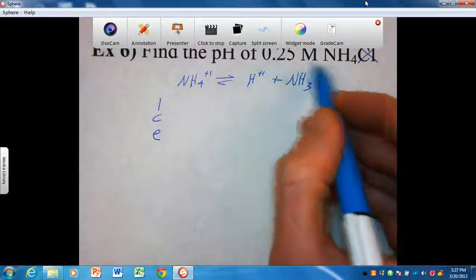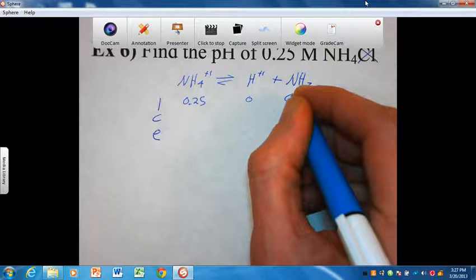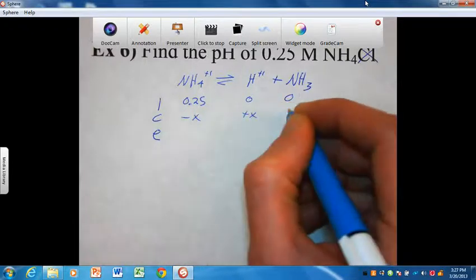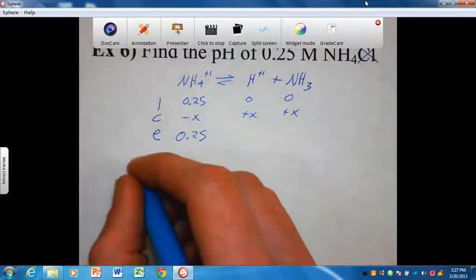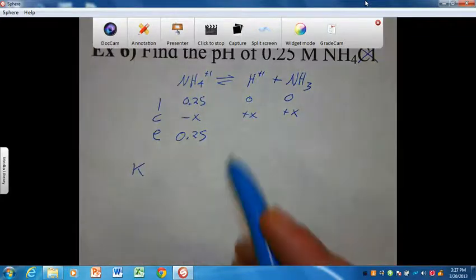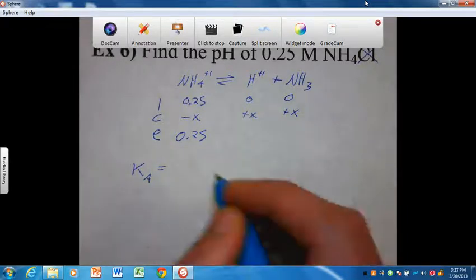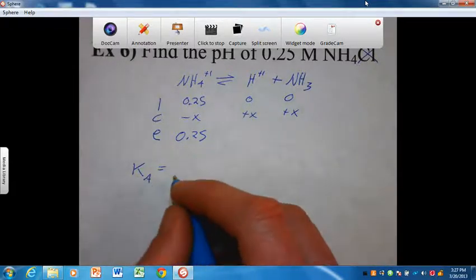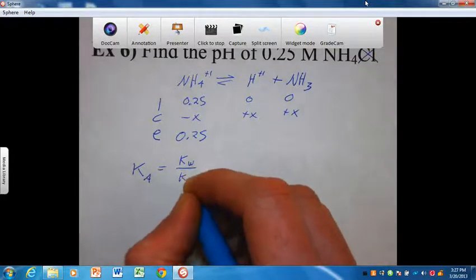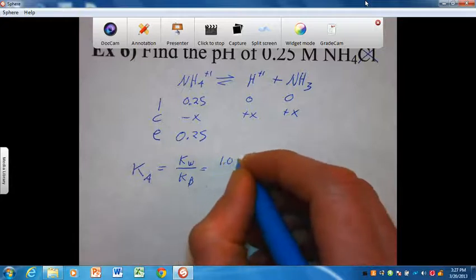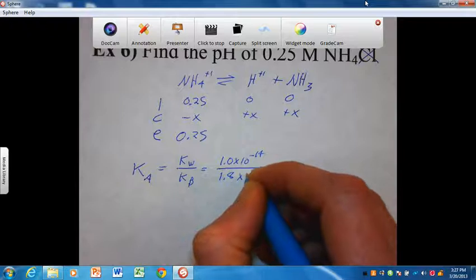0.25 molarity ammonium chloride means 0.25 molarity ammonium. 0 and 0. Losing x, gaining x. And assuming x is small, 0.25. We need a K value for this, but the kind of K we need is a Ka value, because this is an acid reaction. There's no Ka listed, though. So we recognize, again, when Ka times Kb is Kw, we can say that Ka equals Kw over Kb. 1 times 10 to the minus 14 over 1.8 times 10 to the minus 5.